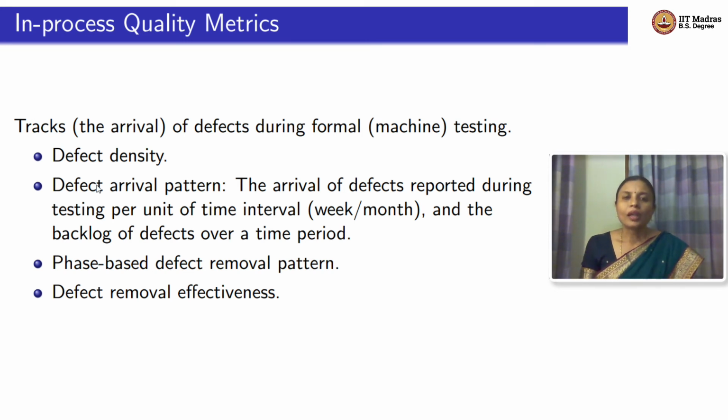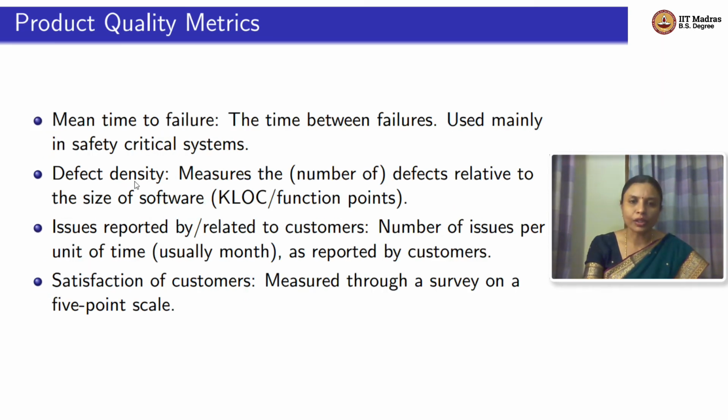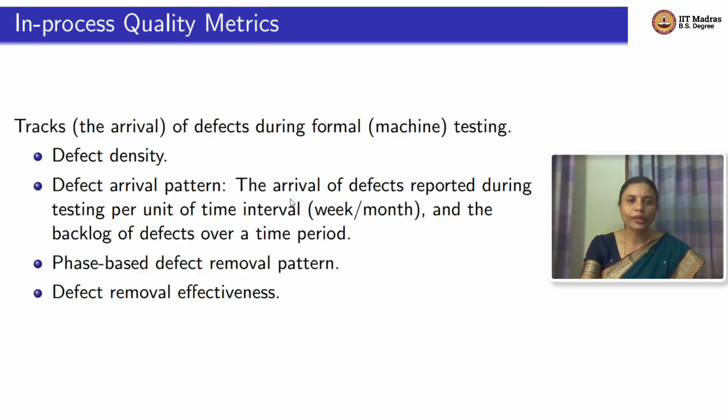software. Basically, you have formal testing. There is a term called machine testing that people use, but think of it just as testing. So this is a whole set of metrics that tracks the arrival of defects during testing. One is defect density, same as what we saw here, which measures the number of defects relative to a unit of code. The next is defect arrival pattern.